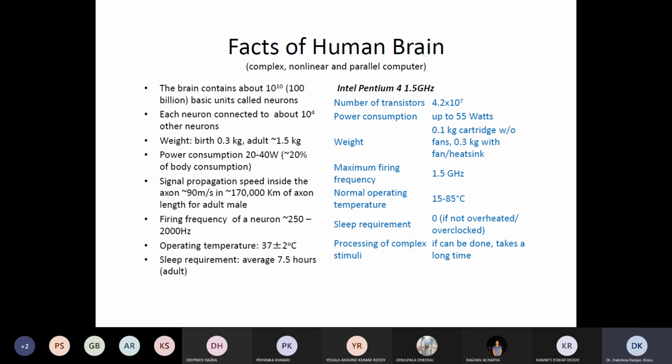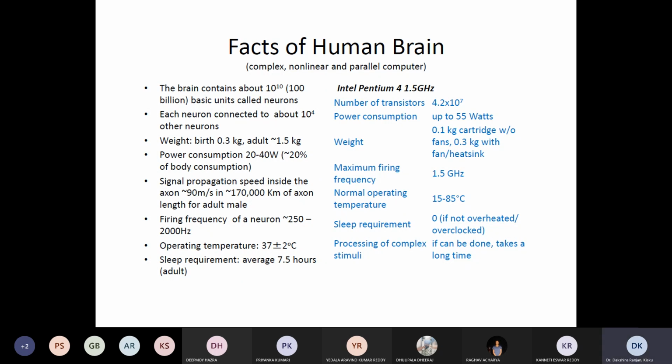So if I consider a single neuron in the human brain, then we can see that a single neuron is connected to other neurons, about 10 to the power 4. Okay, so this many neurons are connected with each neuron. Now, at the time of birth, the human brain weighs 0.3 kg, and if I consider the human brain of an adult, then the weight may be around 1.5 kg. And if I consider the power consumption of the human brain, it is 20 to 40 watt, so 20% of the body's consumption.